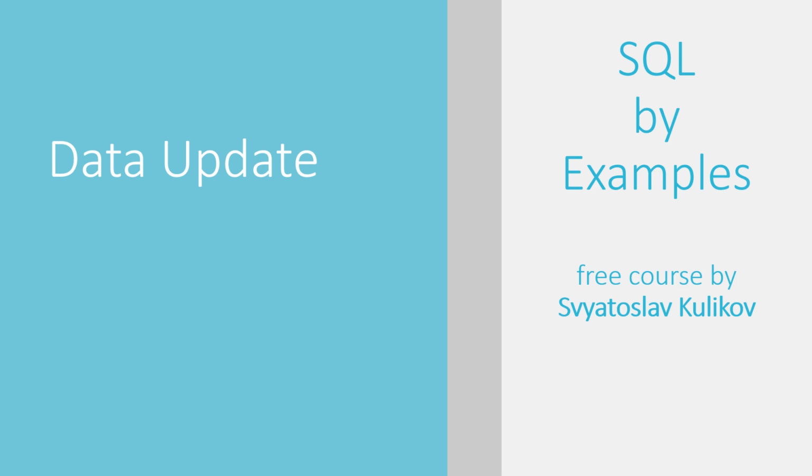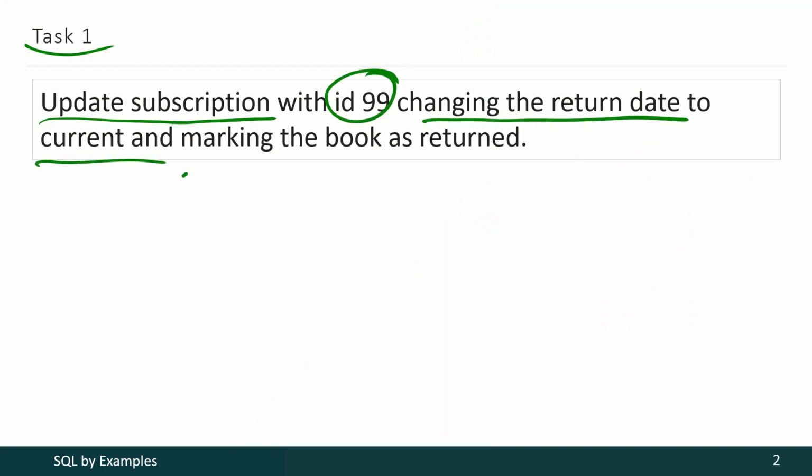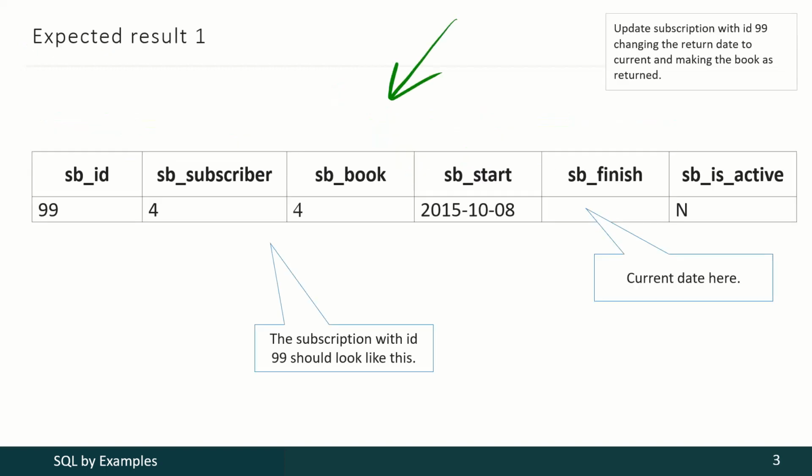In this video we shall talk about data update. In the first task we have to update the subscription with such ID, changing the return date to the current one and marking the book as returned. After corresponding operation completion, this record with such an ID will have the following information in it. The subscription will not be active and here the current date will be placed.